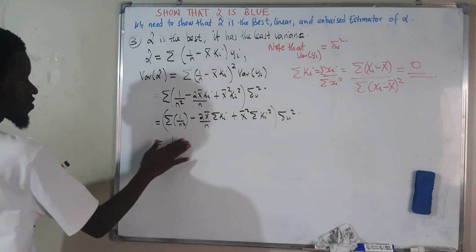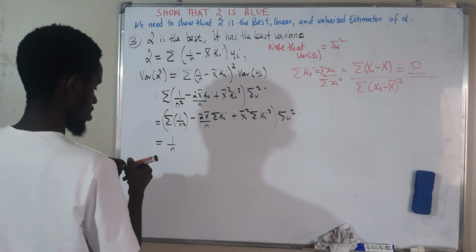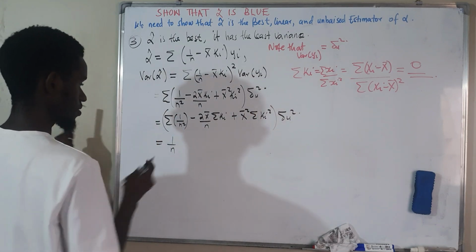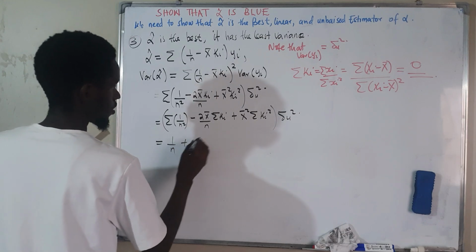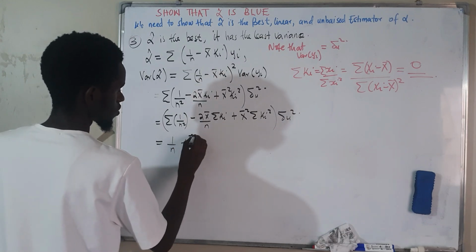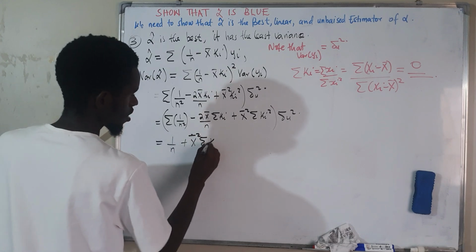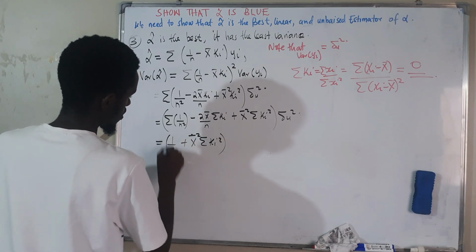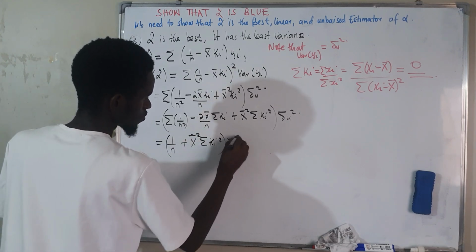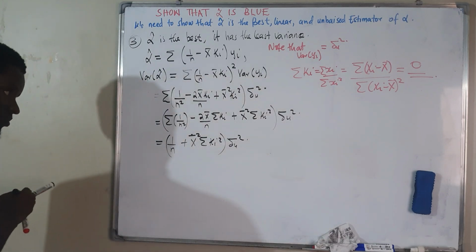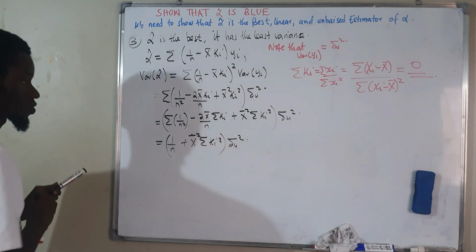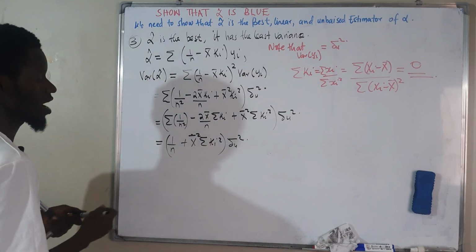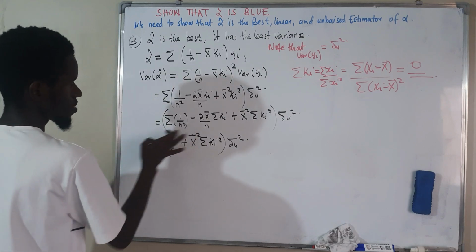Then if this is 0, I just need to write this step here, that plus x bar squared summation of ki squared, everything times sigma u squared, that way. Now our task is expanding this one, ki squared, and then we see what we get from there.